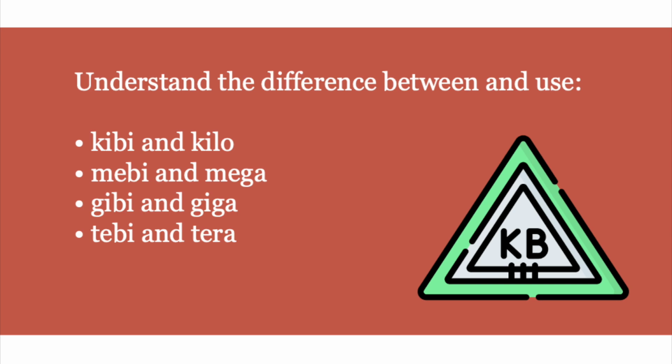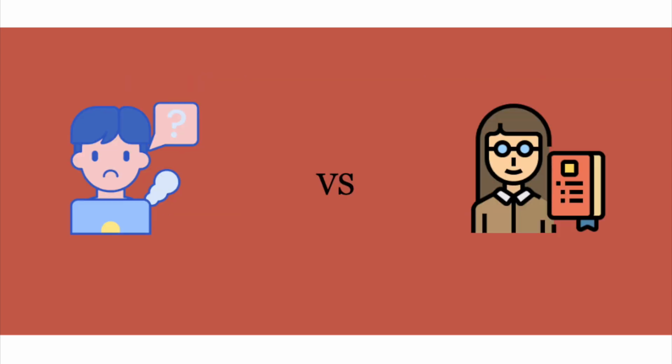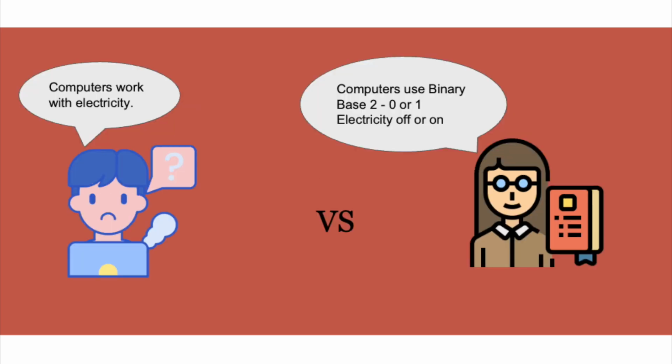So we're just going to go through a basic skit on how a layman and an expert, a computer scientist, deals with the differences between both. On our left, we have a layman, a person on the street who doesn't know the difference between kilobytes and kibibytes, and on the right-hand side, you have an IGCSE student. The layman goes, computers work with electricity. The student goes, that's true, but computers use binary, which is base 2, which means 0 or 1, electricity off or on. So there's a lot more depth to their answer since we know about binary now.